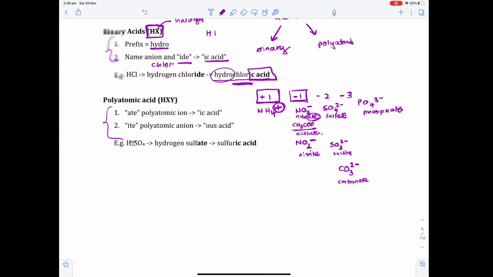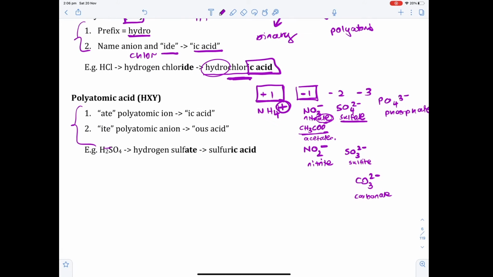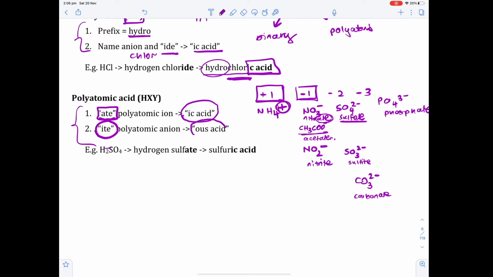Now, the reason I brought this up is your polyatomic acids are named based off these names here. We'll go through that now. Okay? Have a look at this. If the polyatomic ion ends in -ate, what does it become? Ic acid. Okay, so remember, -ate becomes -ic acid. If the polyatomic ion is an -ite, what does it become? An -ous acid, right? So let's go through this.